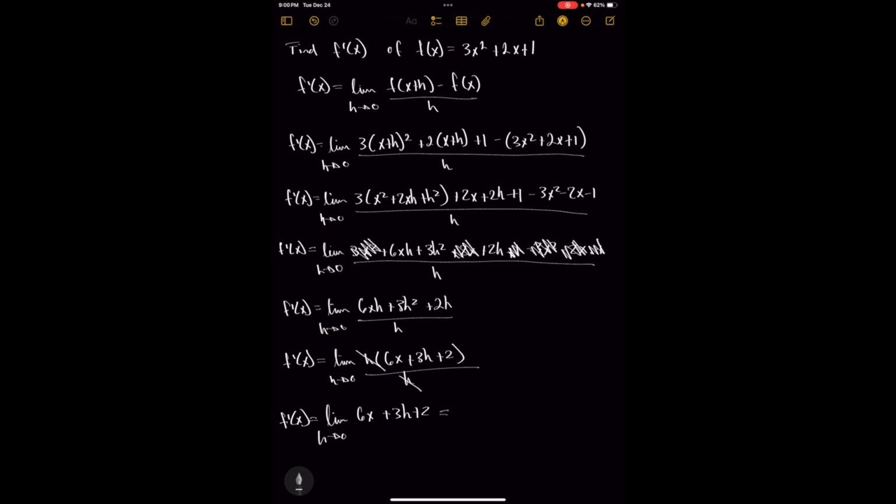We can now evaluate the limit, and we are left with just 6x plus 2. All we're doing is substituting the 0 into wherever we see h. Obviously, this is the only h we have. 3 times 0 is 0. So we're left with 6x plus 2. So f prime of x is equal to 6x plus 2.